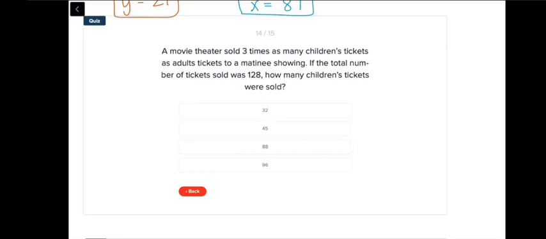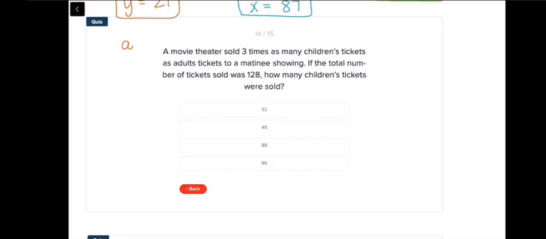In this problem, it states, a movie theater sold 3 times as many children's tickets as adult tickets to a matinee showing. If the total number of tickets sold was 128, how many children's tickets were sold? So it says that we sold 3 times as many children's tickets as adult tickets, which means however many we sold for adults, if you multiply that by 3, that's how many children's tickets you sold.